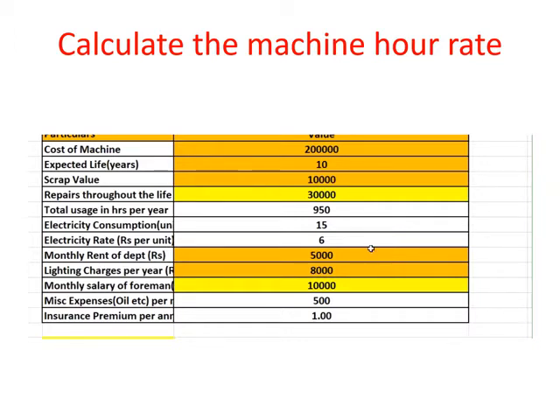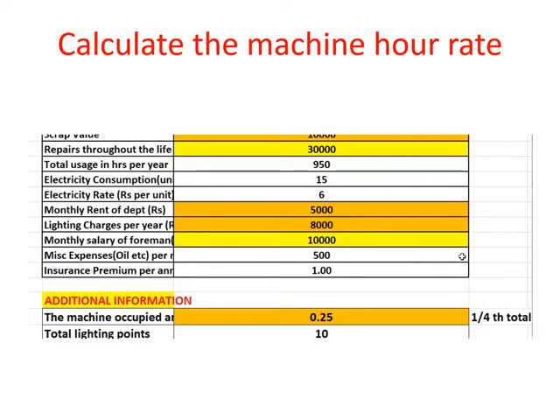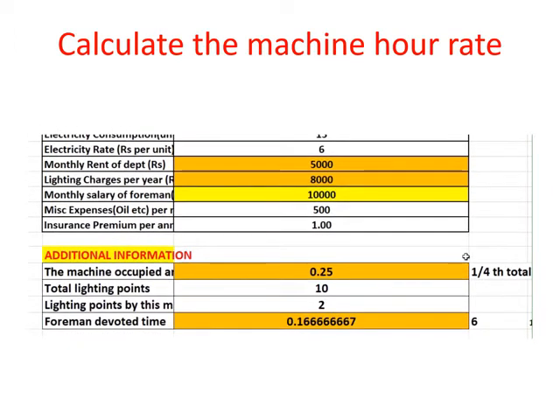With the available data, we will calculate. So we'll see what is to be used. For that, there is some additional data given. The machine is occupying 1/4 of the total area. 1/4 of the total area in the department is occupied by this particular machine. So you can put it as 1/4 or as 0.25.